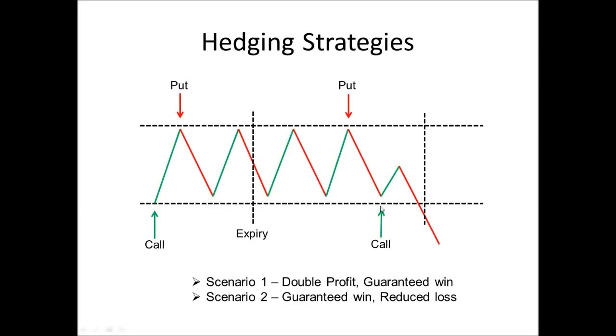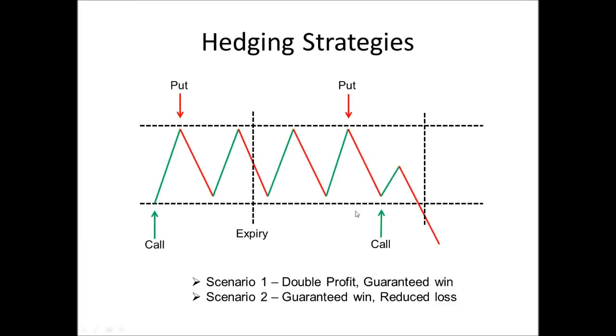So our call would have made a loss, but our put would have made a profit. So once again we have a guaranteed win. No matter what happens, we're guaranteed to win at least one of these positions. And our loss is dramatically reduced.